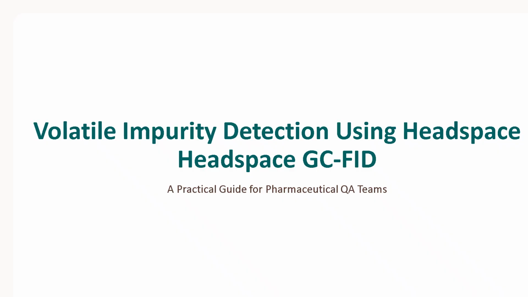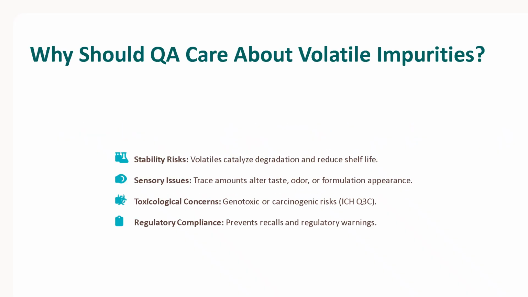In this session, we'll walk through how Headspace GC-FID helps quality assurance teams detect these hidden threats quickly and reliably, using practical strategies you can apply directly in the lab. Let's start with a simple question. Why should we care so much about volatile impurities?